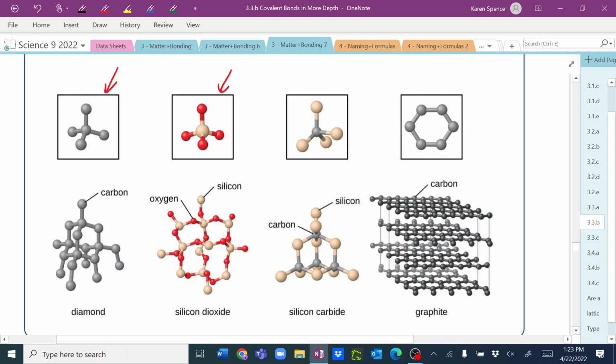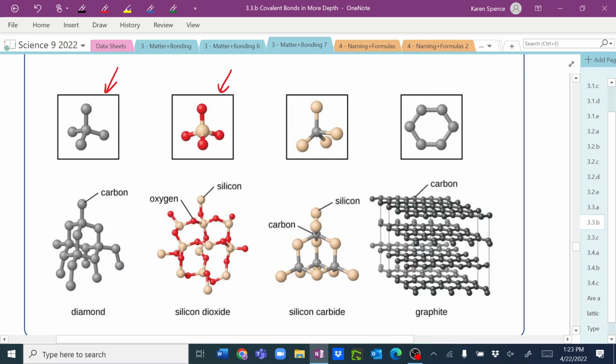Here's carbon. What group is carbon in? Carbon is in group 14. So how many valence electrons? 4. So how many holes? 4. How many bonds? 4.